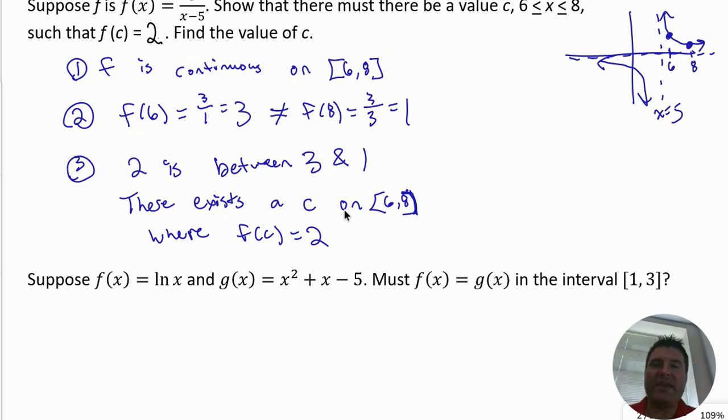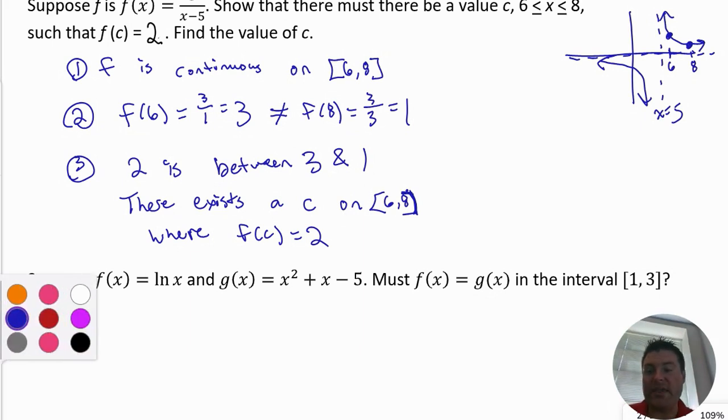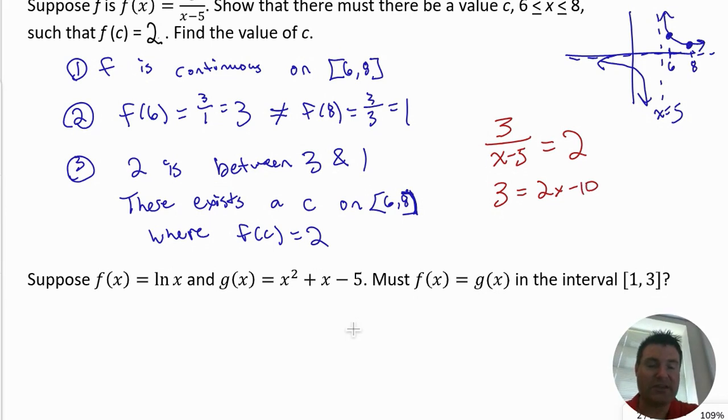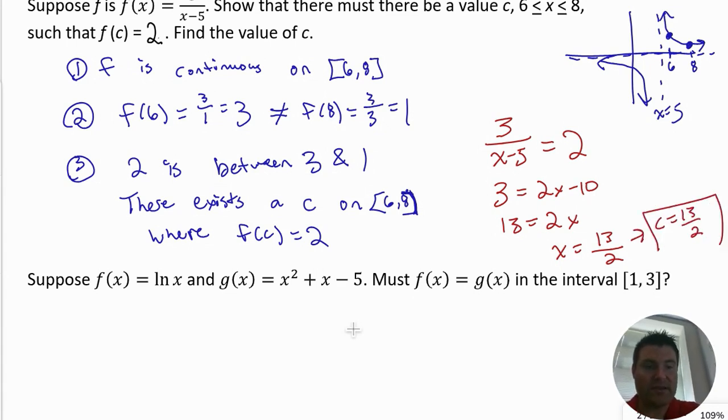More often than not, we can't find this actual value, but we can find this one because it is simple enough. We can find this value of c by setting f of x equal to our 2. So we can solve for x on this one. We'll get 3 equals 2x minus 10 when you distribute the x minus 5 all the way over. And you're going to get 13 equals 2x, which means that I'm going to get an answer of x equals 13 halves. So this one we can find out our actual c value.